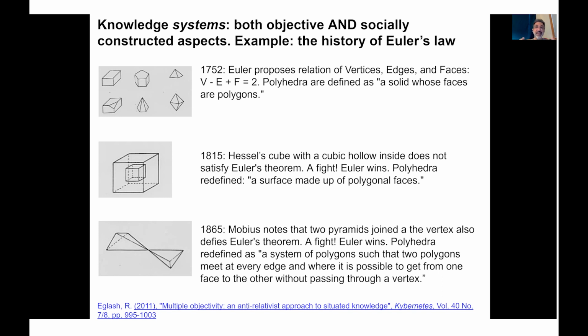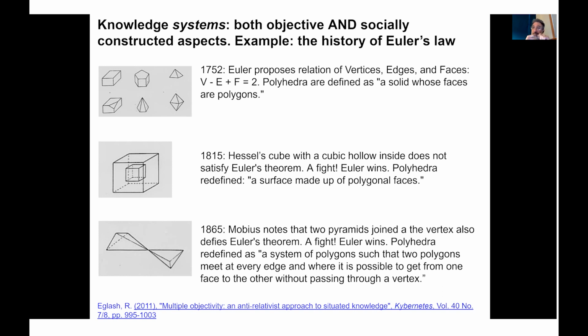Some of the mathematicians say, yeah, Hessel's right, we have to throw out Euler's theorem. Other mathematicians say, no, let's keep Euler's theorem. And the pro-Euler faction wins out. And so they redefine polyhedron. They say the polyhedron is the surface covering a geometric solid. And that works great up until Mobius.